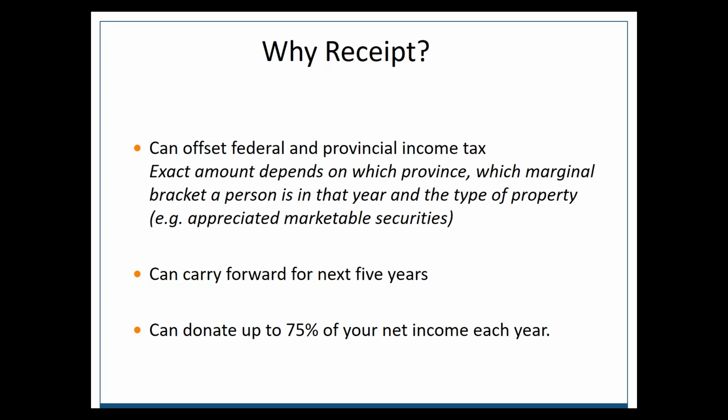Okay. Also, in addition, if you gave a lot of money in a particular year and you didn't have a lot of income, you can carry it forward for up to 5 years. And also, you can donate up to 75% of your net income each year. In other words, you can't necessarily offset all of your taxes just with charitable donations, but you can offset up to 75% of the income that you have in that year.